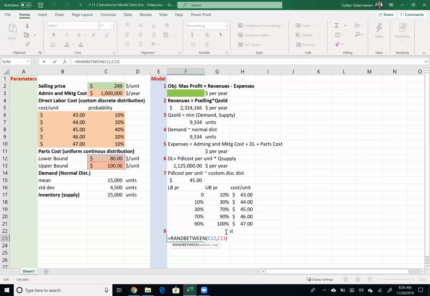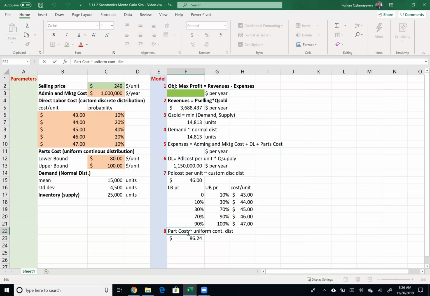So to be able to do that, instead of using this, what we do is we get the lower bound plus we multiply it with a random number between 0 and 1 and the range, 100 minus 80 in this case. So that would generate a number between 80 and 100, and it could be any number. All right, so it looks like 98.49 for my random numbers. Of course, your random numbers will be different than mine. If I press F9, these numbers will change as well. So, okay, so now this is part cost per unit.